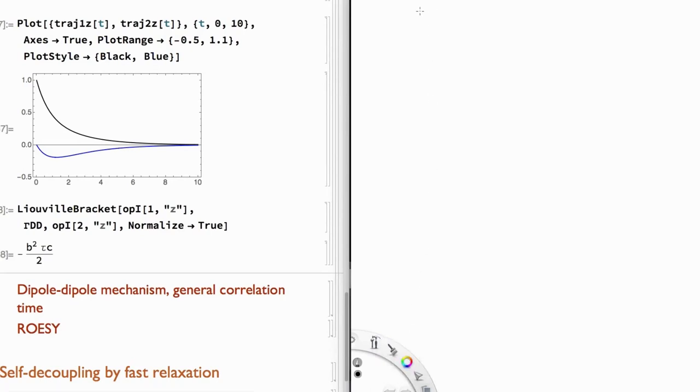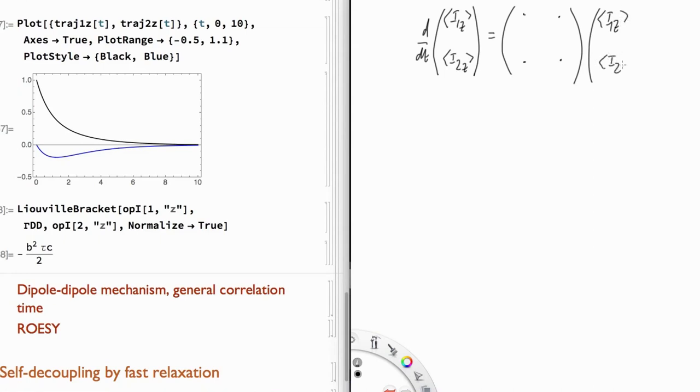So what we're essentially forming here is like a little kinetic matrix in which we have I1z and I2z. It's just a little kinetic matrix of 2x2. And one of these elements, say this one here, is called the cross-relaxation rate constant. This says how fast does the Z magnetization for one spin feed into the magnetization of the other? And this can be calculated using the Liouville bracket between the relevant operators and the relaxation superoperator with some normalization.